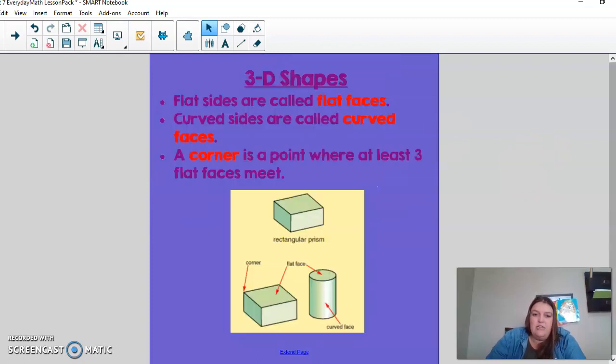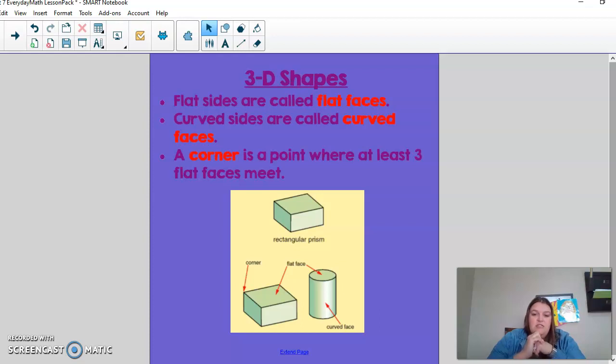All right, today we're talking about 3D shapes again. And just as a review, flat sides are called flat faces, curved sides are called curved faces, and a corner is a point where at least 3 faces meet.